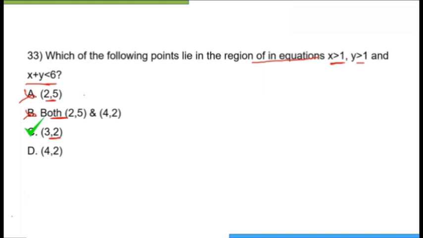Yes, 3 plus 2, that is 5, is less than 6. That suits the condition which is given. This can be the answer. Now look at the next one. 6 is not less than 6. Therefore, your answer is absolutely C. C is the correct answer. Okay, that's it. Next question, everybody.